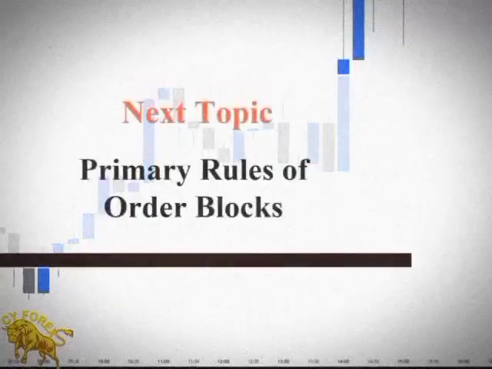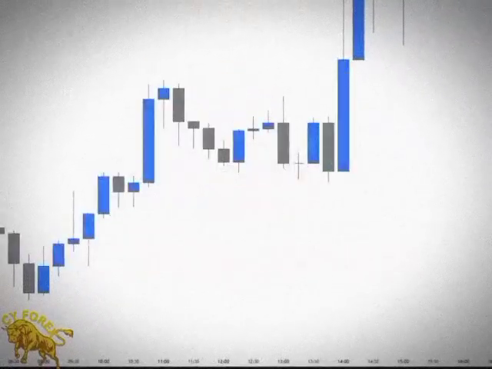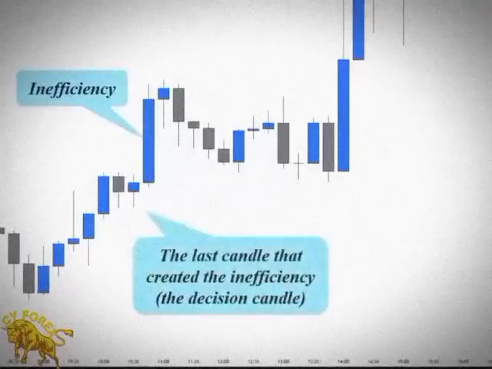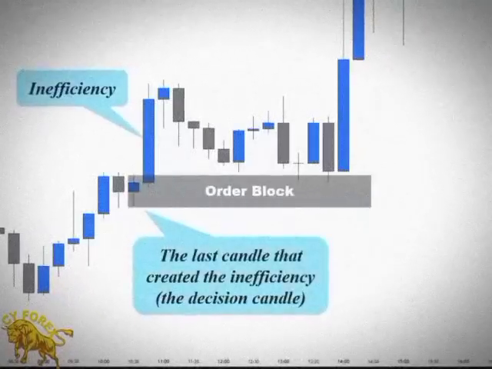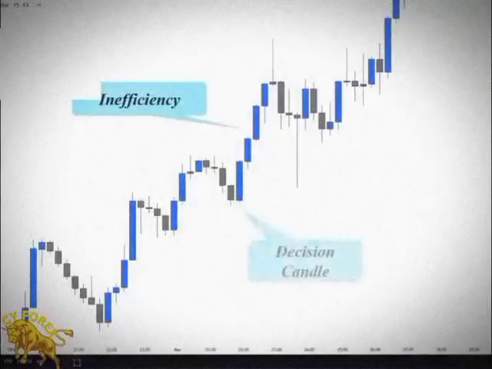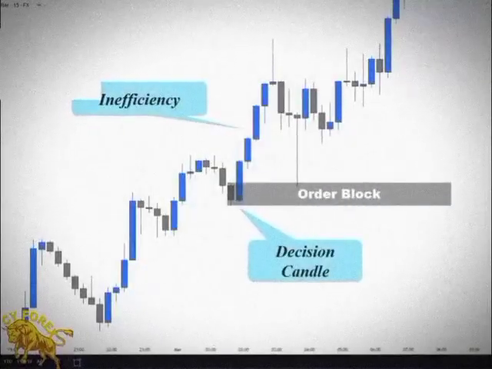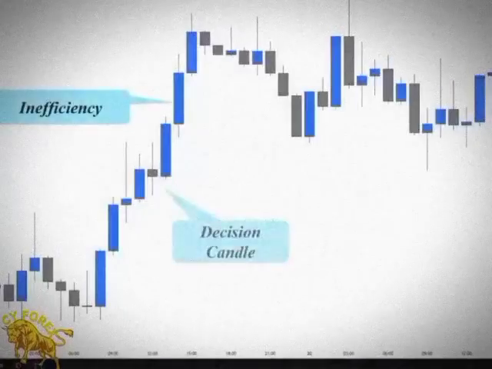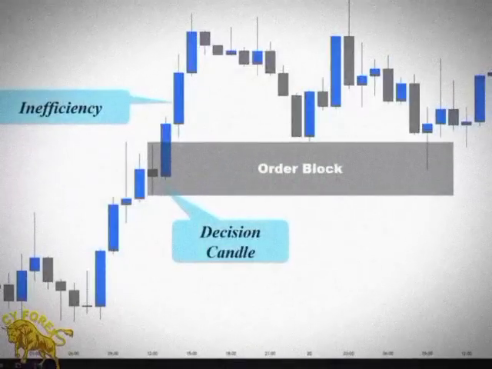So first, let me explain some of the primary rules about order blocks and the smart money concepts. Basically, we consider the last candle that created the inefficiency as the order block zone, which we believe is where the decisions are made. Sometimes, order blocks are at the start of an impulsive move, and sometimes in the middle of the movement in the form of a candle with the same or opposite color.